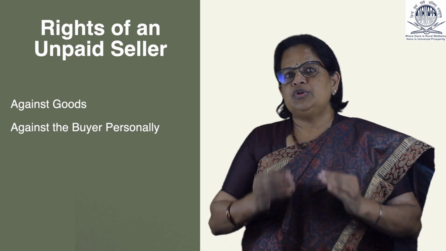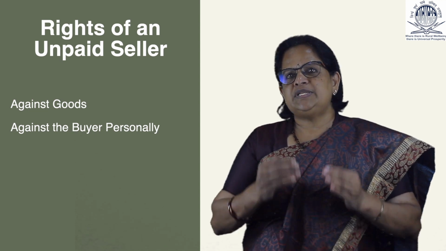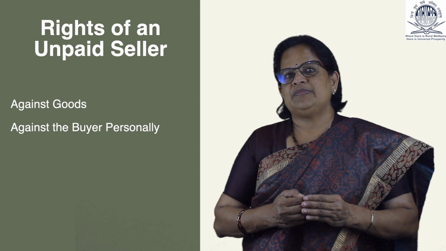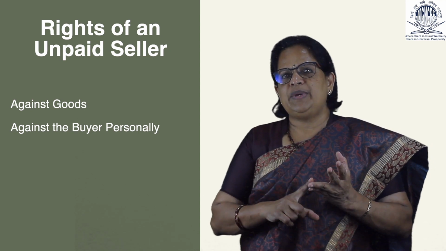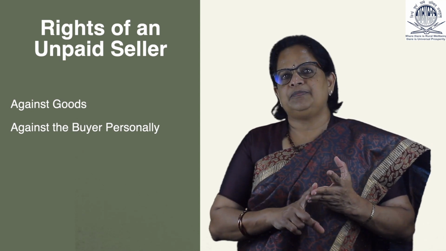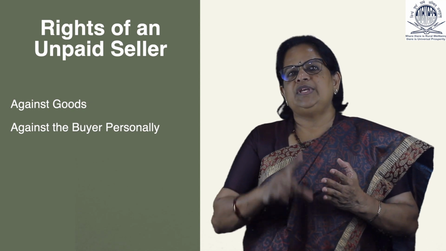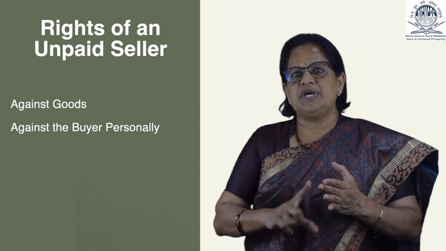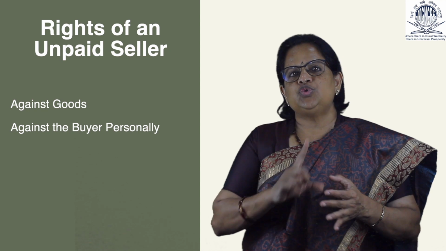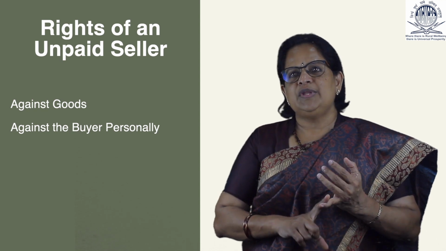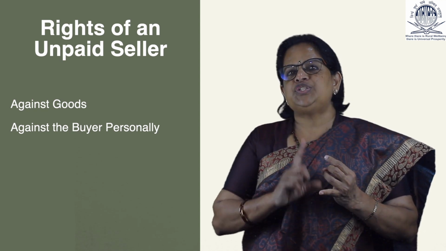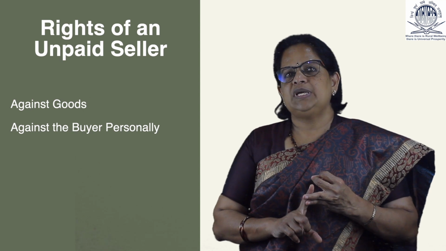If the property in goods is passed to the buyer, then it has 3 more subdivisions, that are lien, stoppage in transit, and resale. Similarly, if the property in goods is not passed to the buyer, then it has 2 more subdivisions, that are withholding delivery and stoppage in transit.